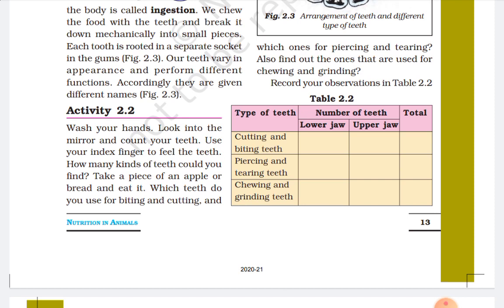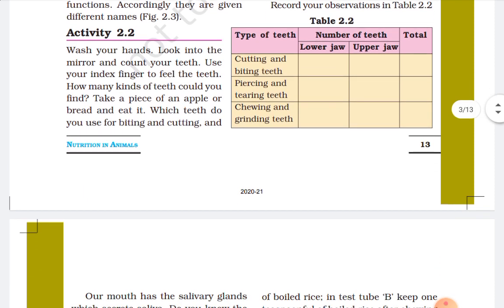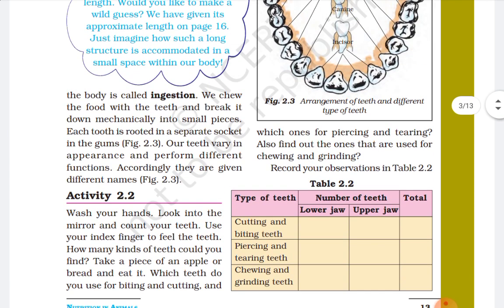Take an apple or bread and eat it. Which teeth do you use for biting and cutting, and which ones are for piercing and tearing? Also find out the ones that are used for chewing and grinding. Record your observations in table 2.2.